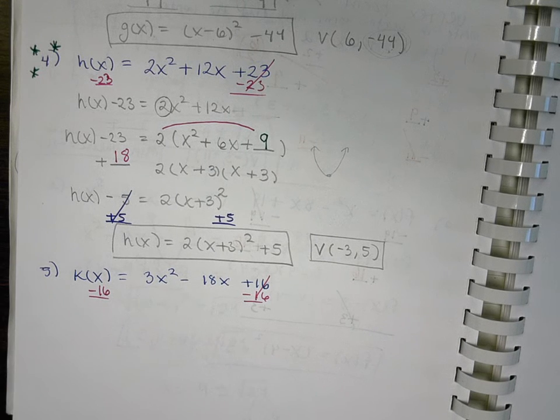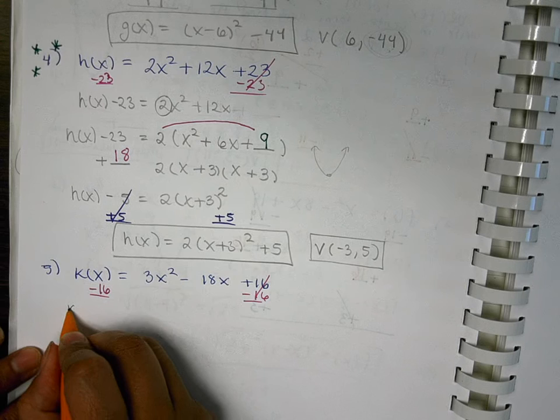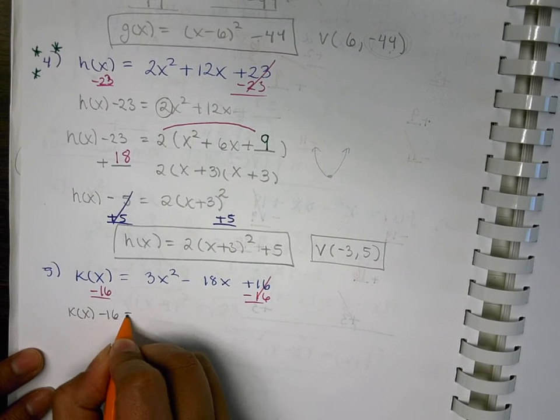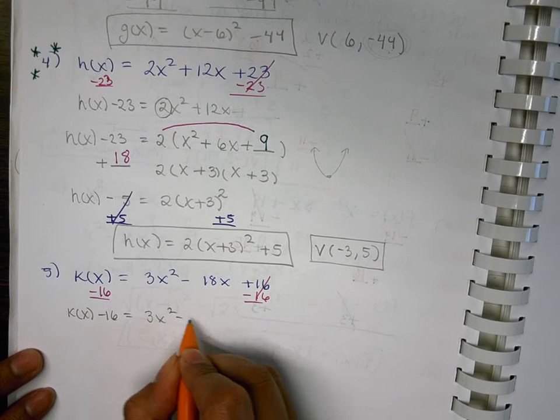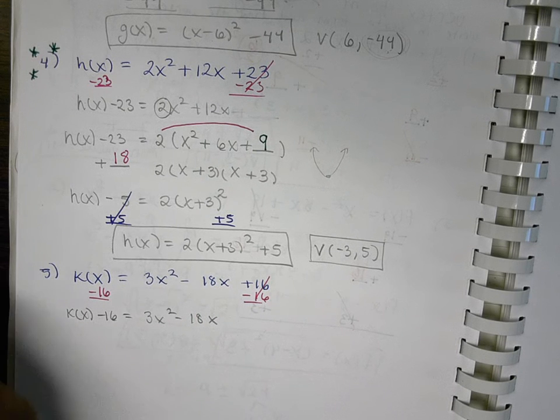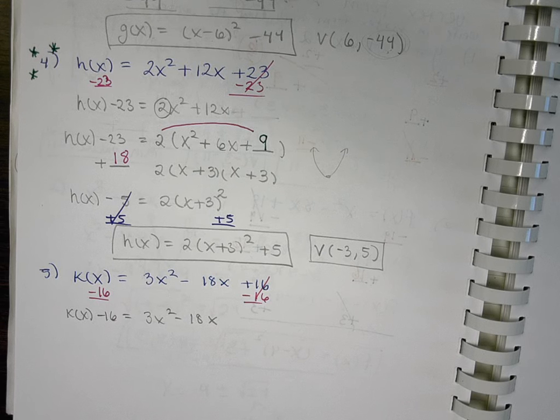All right. K of x minus 16 equals 3x squared minus 18x. Cole, I'm going to have you continue. So, you find negative 18 divided by 2, and then square it. Okay, I can see why you're saying that because we've been doing that over and over, but we changed it up just a little bit on number 4 if you didn't catch it.